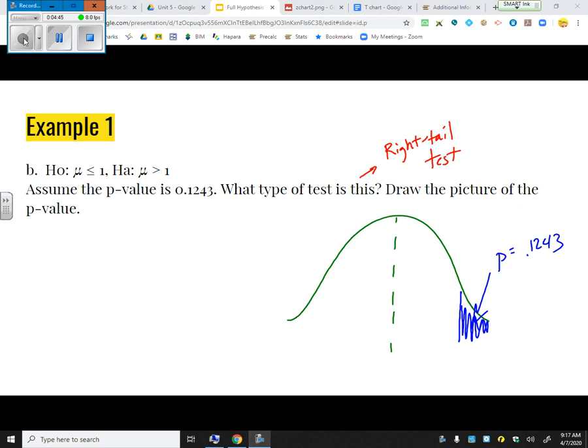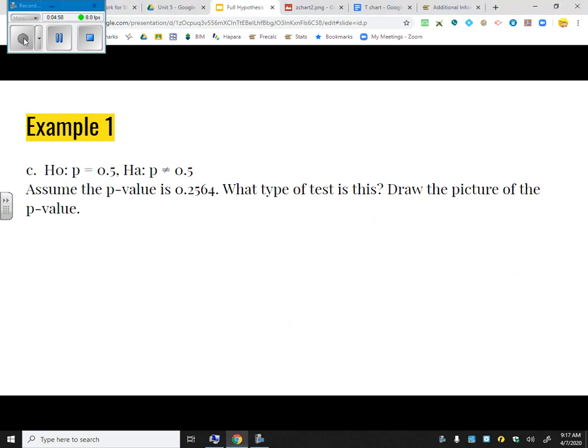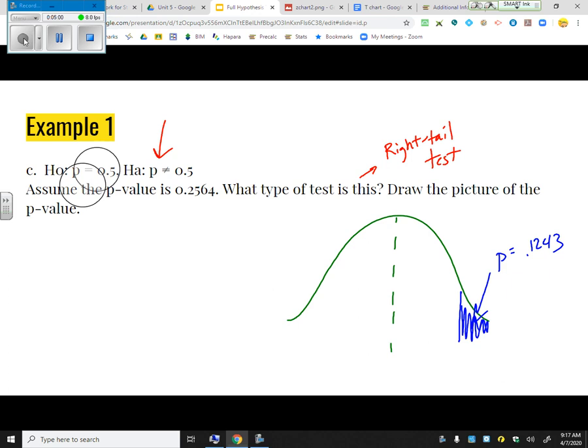Hopefully you got something similar to this. Don't let this H0 right here throw you off, all right? I'm getting what type of test I need from my alternative hypothesis. All right, one more. We'll do this one together.